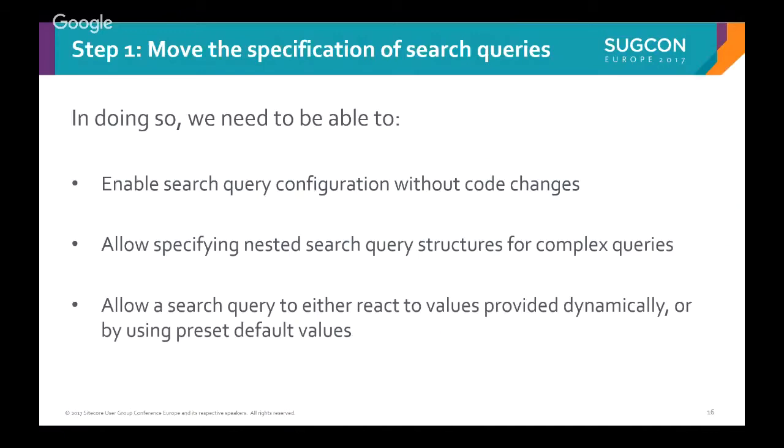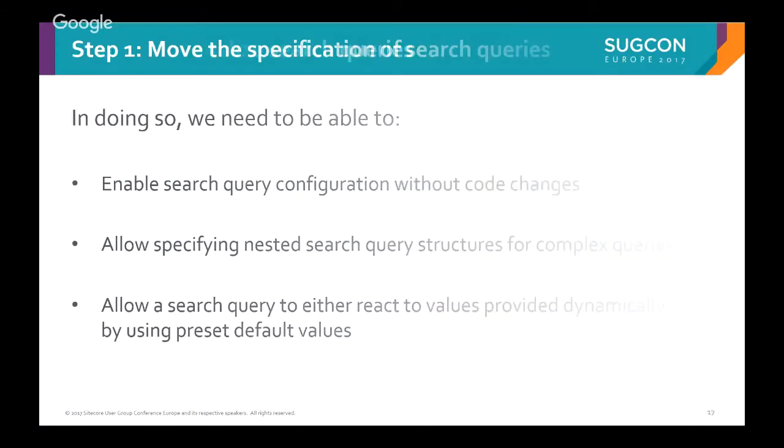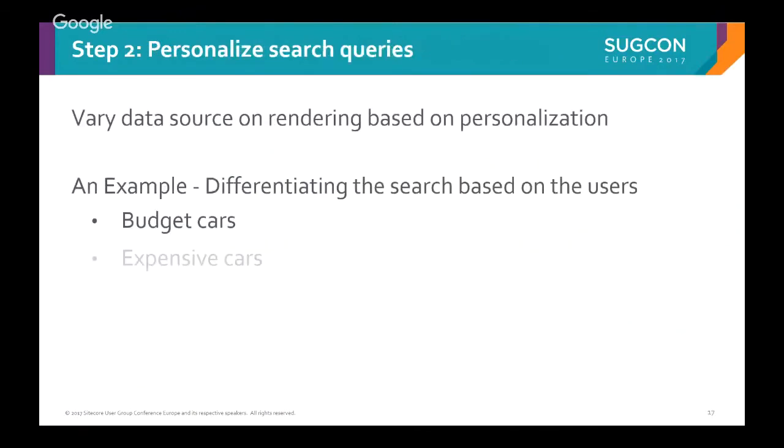As far as personalizing search queries, I wanted to start out with the most simple case, that you could vary a search configuration being a data source item on a rendering that could list out results from search using personalization, as you know today. And the example, as I said, could be differentiating between users that would only go in to buy budget cars, but also premium users that could buy more expensive cars.